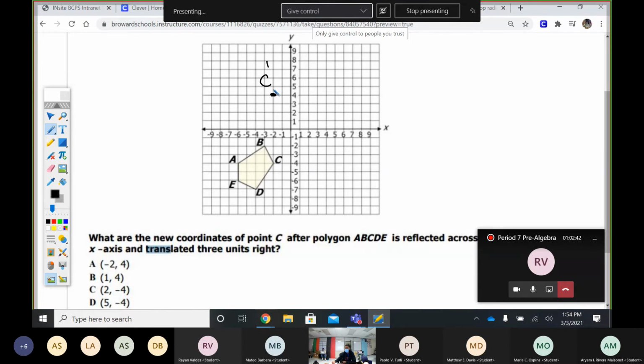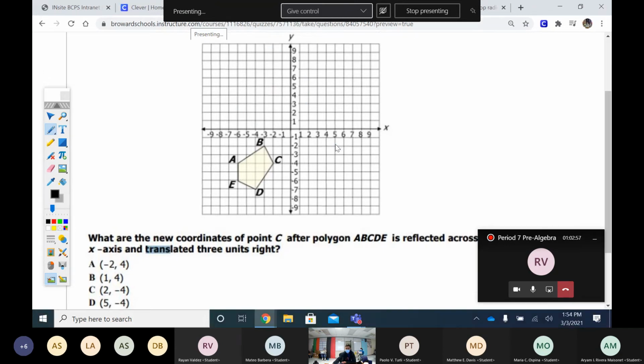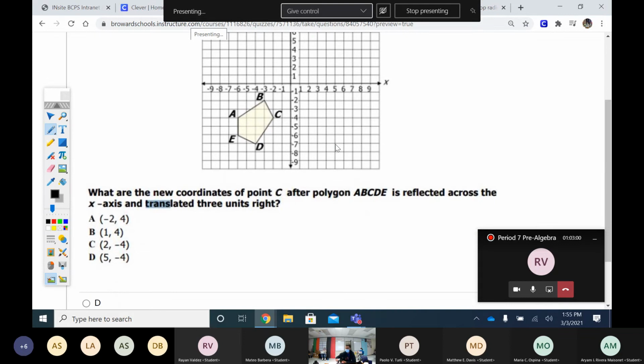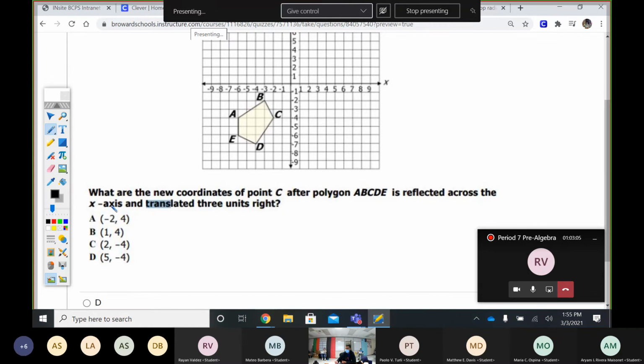Have I lost you? But then you translated 3 to the right. Amy, did I lose you already on the reflection? Okay, so let's start from scratch. What I've noticed is a lot of kids are just trying to figure out where it goes all in one step. The first thing it's telling you to do is to reflect across the X, which means you are counting to the X. How many did you tell me it was? 4. Okay, remember you told me before, if I go 4 in this direction, I still have to go 4 in this direction.